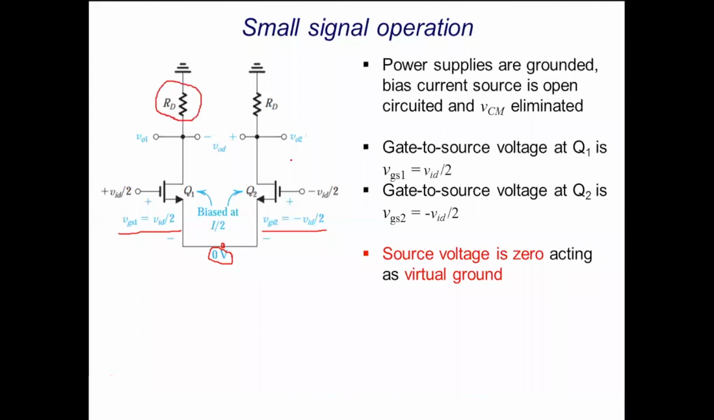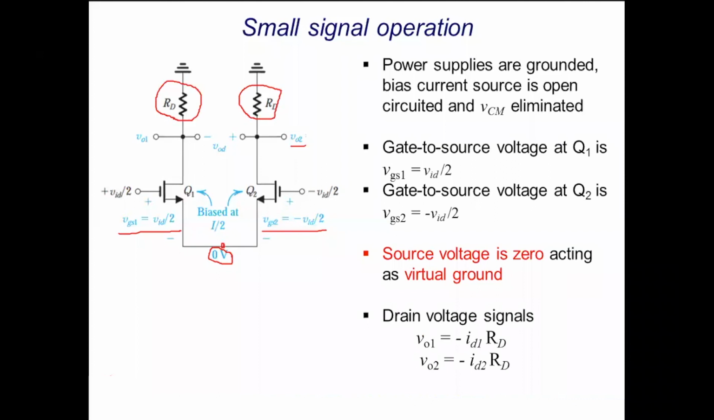Now the voltage at the drain is nothing but the drop across the two drain resistors. So this is I into RD, and VO2 is also equal to I into RD. So we can write the voltages at drain as VO1 equal to minus ID1 into RD and VO2 equal to minus ID2 into RD. The expression is exactly the same as how we derive the drain voltage in a common source amplifier.